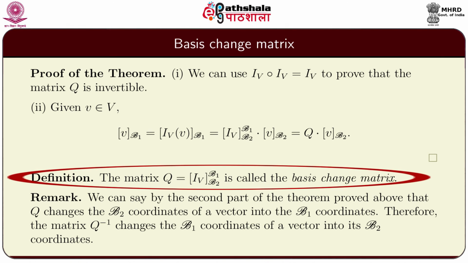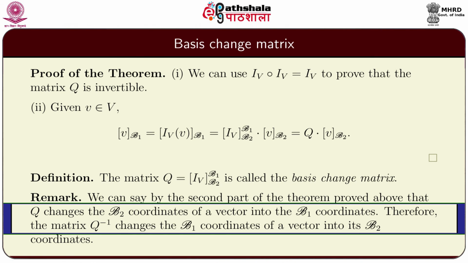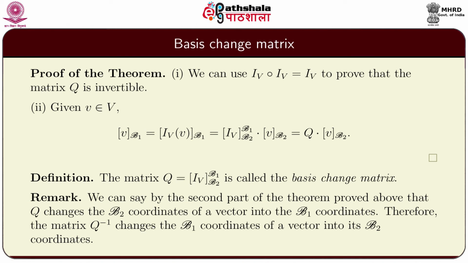Now, this matrix Q, which is the matrix representation of the identity operator on V with respect to the bases B2, B1, is what is called the basis change matrix. And we can say by the second part of the theorem proved above that Q changes the B2 coordinates of a vector into its B1 coordinates. Therefore, the matrix Q inverse changes the B1 coordinates of a vector into its B2 coordinates. So, for this reason Q is also called the coordinate change matrix.